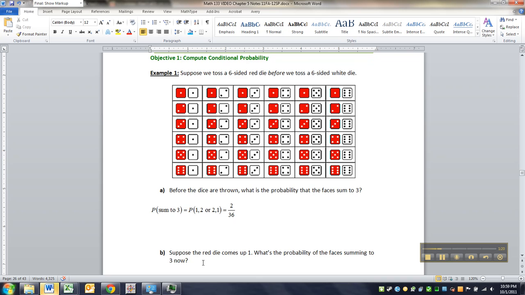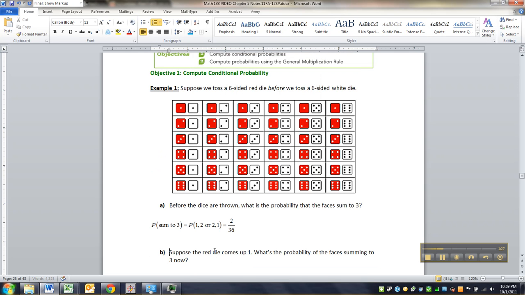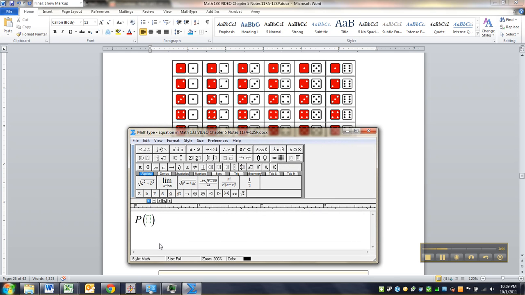All right, so suppose the red die comes up 1. What is the probability of the faces summing to 3 now? Keep in mind, we're saying the red die is 1, which means you're only allowed to look at this top row right here. See it? That's all you're allowed to look at. Forget about the rest of the things. So the way we write this is we say, what's the probability that they sum to 3 given that the red die is 1?